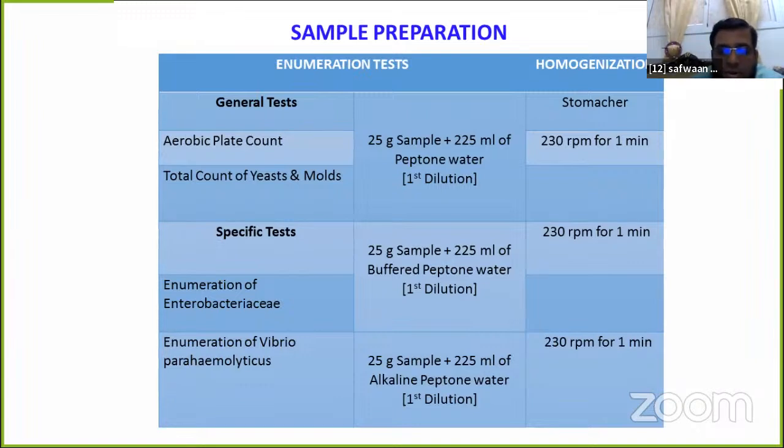Because of the shortage of time, we should see that in the next one. From the peptone water, you have another, buffered peptone water. Then the third one, you can see alkaline peptone water. These are for different organisms, but the general diluent is peptone water. Buffered peptone water is for enterobacteria, and alkaline peptone water is for Vibrio parahaemolyticus. So the sample preparation is different for the type of bacteria. For enumeration tests, like aerobic plate count and total count of yeast and mold, we follow the common sample preparation. But for detection tests, we have to prepare in a different media according to the type of pathogen.